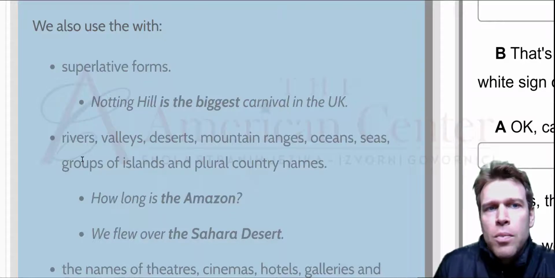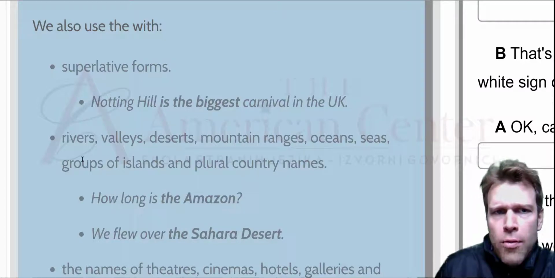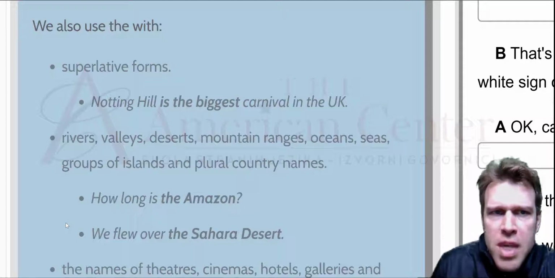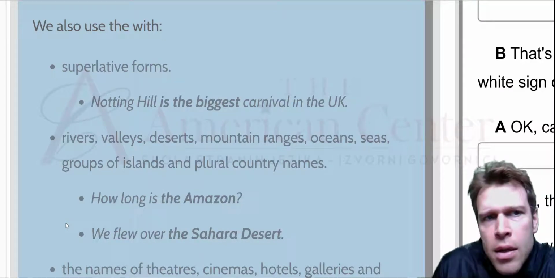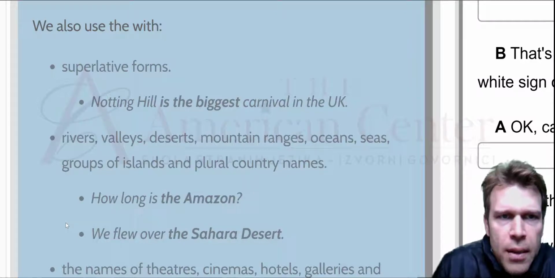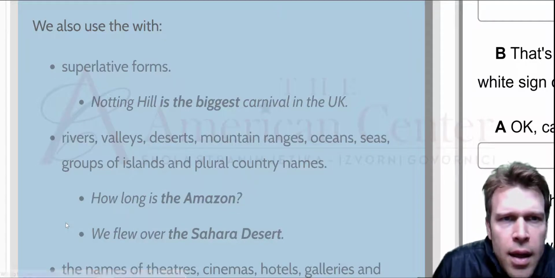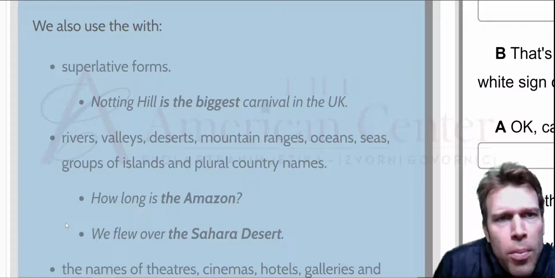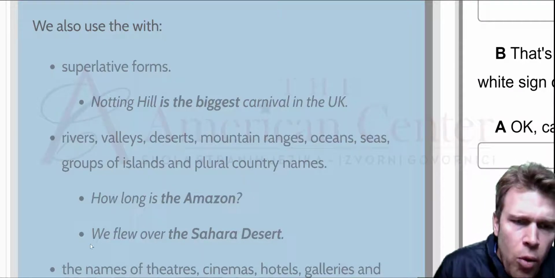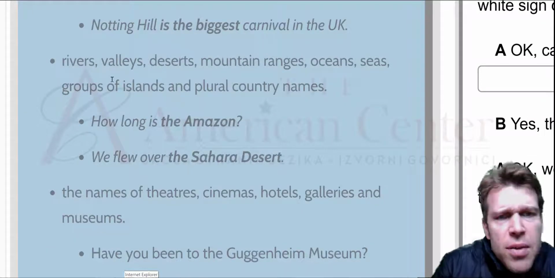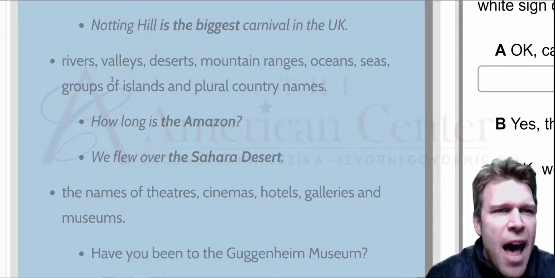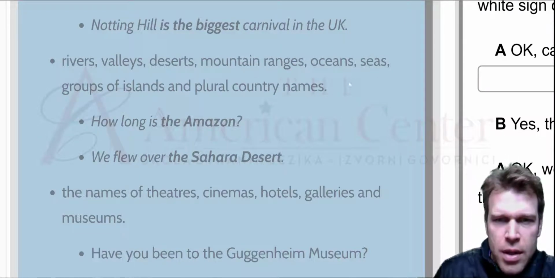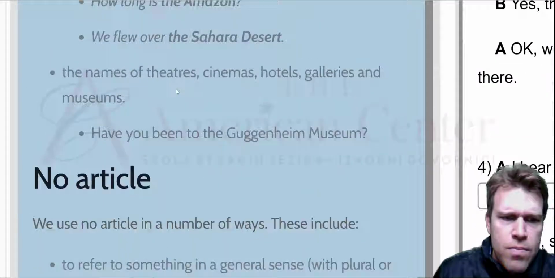But if we're talking about something in plural form, we usually use the. It even includes countries. For example, Croatia is singular, but the Netherlands has a plural meaning. The United States, the United Kingdom, it has a plural meaning. Okay, so for deserts, mountain ranges, valleys, rivers, the Sava, okay, the Sava. All right.